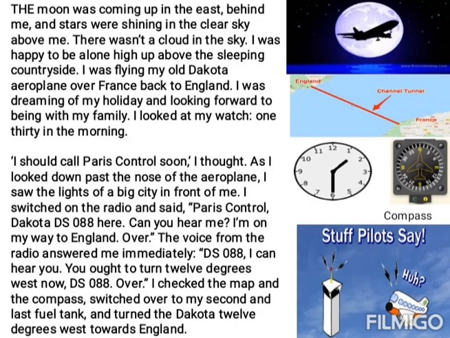Coming to the first passage of the lesson: The moon was coming up in the east behind me and stars were shining in the clear sky above me. There wasn't a cloud in the sky. I was happy to be alone, high up above the sleeping countryside. I was flying my old Dakota aeroplane over France back to England. I was dreaming of my holiday and looking forward to being with my family. I looked at my watch, 1:30 in the morning.